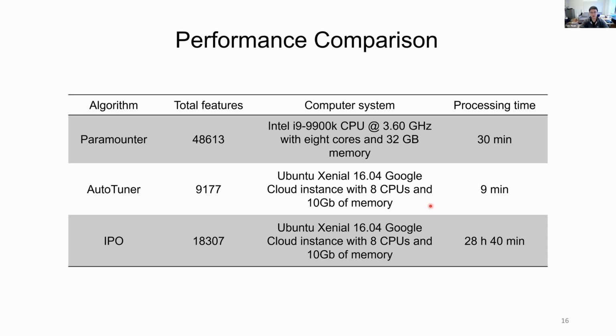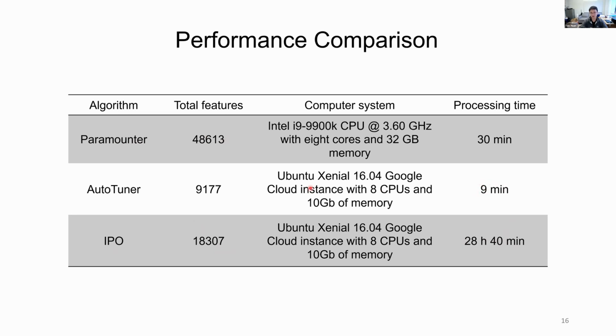And of course, it's important to benchmark against the other existing tools. Both AutoTuner and IPO have a benchmark data set in their paper, and we used the same data set and processed it by parameter. First, we can see that the number of features is significantly higher compared to AutoTuner and IPO. In terms of running time, we are much shorter than IPO, but slightly higher than AutoTuner.